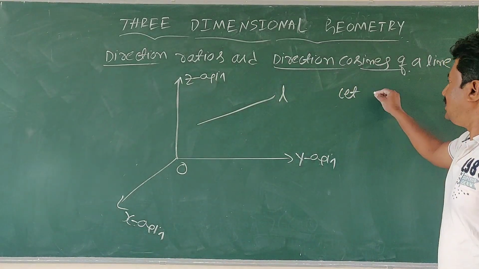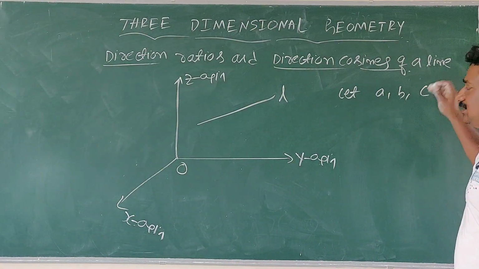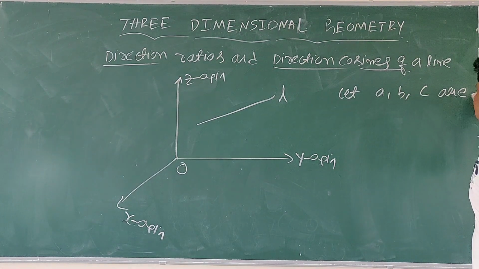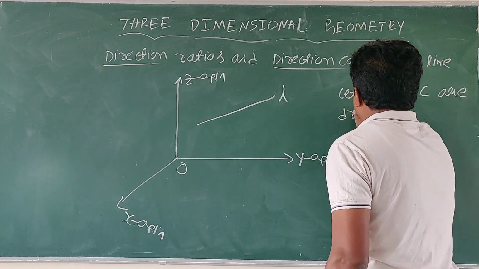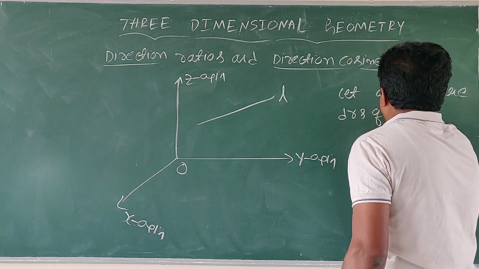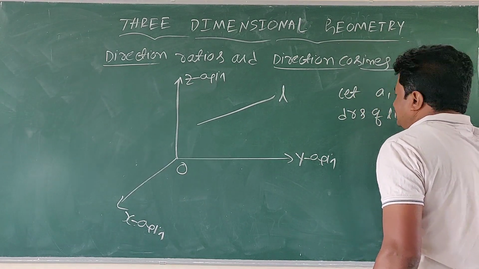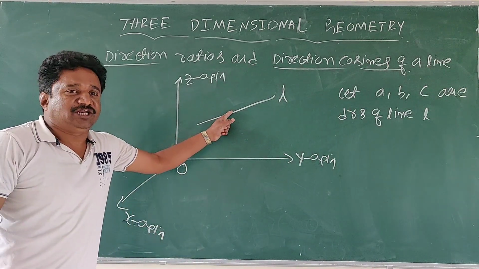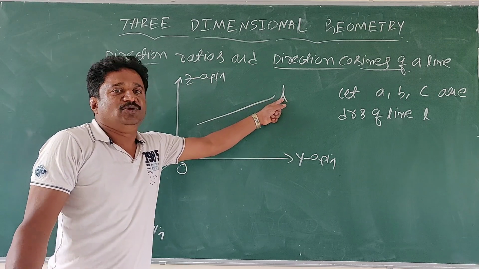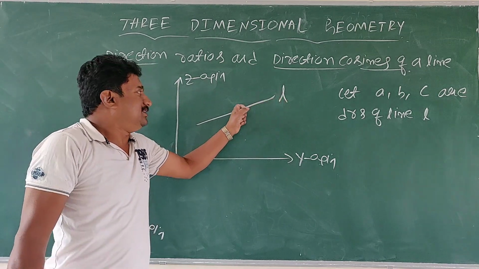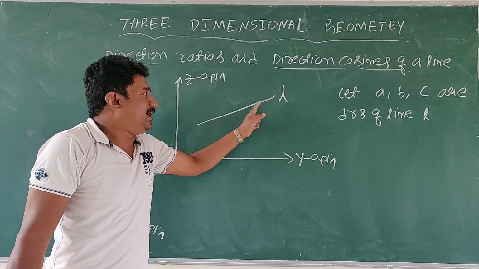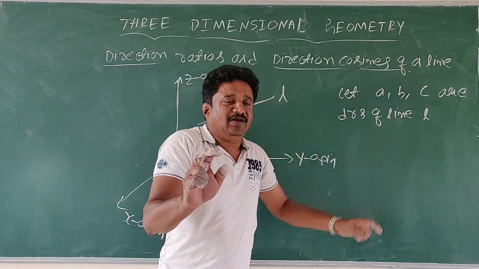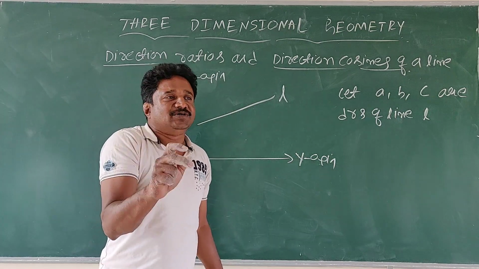Now let A, B, C be the DRs of line L. Look at this, students. You assume the direction ratios of line L are A, B, C. Now let's find out direction cosines.